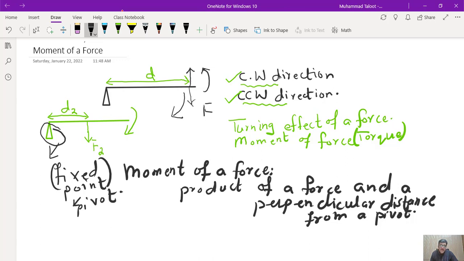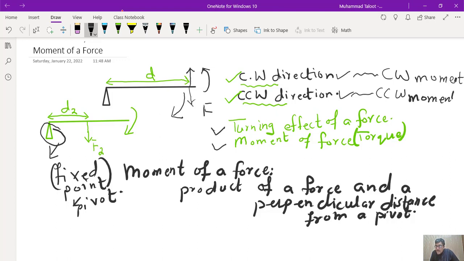So I hope you are clear about the turning effect of force and about the moment of a force. I have given you the example of everyday life that if you open a door or close a door, there are two types of directions, either clockwise direction or counterclockwise direction. We can also say that it is a clockwise moment when there is a clockwise direction, or a counterclockwise moment, that is anti-clockwise moment as well.